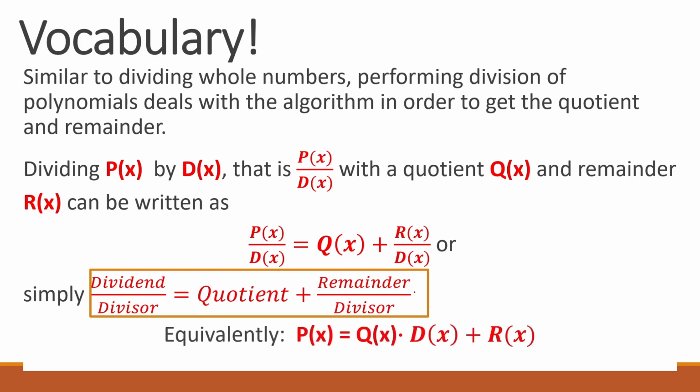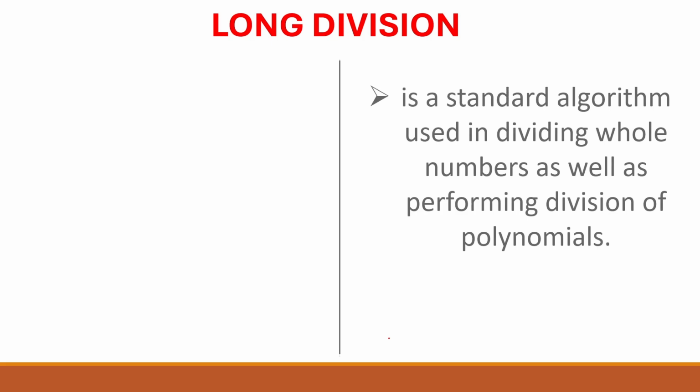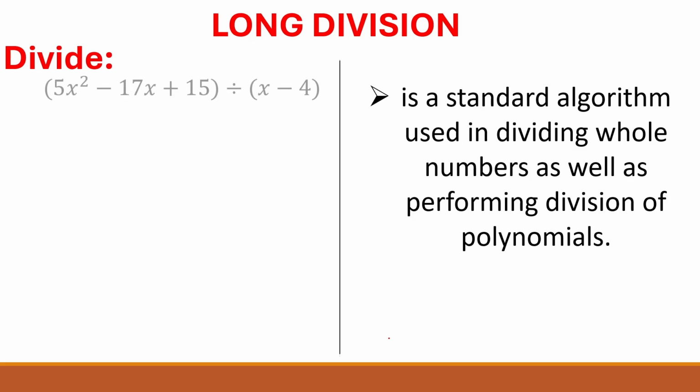Equivalently, p of x is equal to q of x, which is our quotient, times the divisor, plus the remainder. So they are equivalent. The dividend equals the quotient times the divisor plus the remainder. So let us proceed now to long division. Long division is a standard algorithm used in dividing whole numbers as well as performing division of polynomials. So let's have an example.